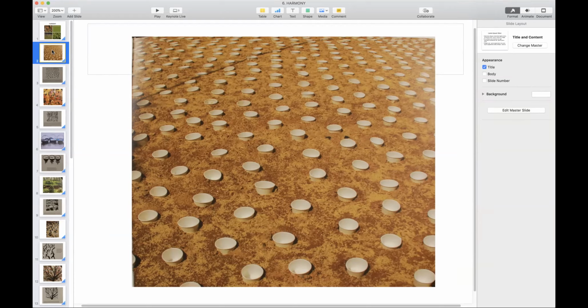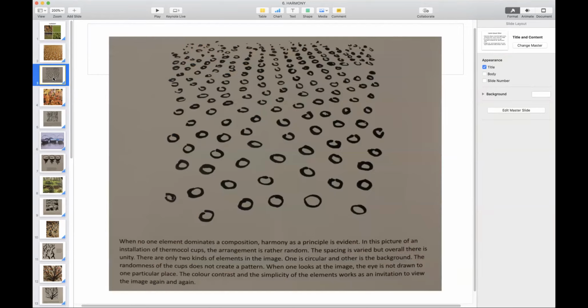Harmony in the sense that they are exactly the same object repeated again and again. So the text is, when no one element dominates in a composition, there is nothing you can say that this cup is more important than any other cup. All cups are the same. Maybe the cups in the front are very clear, second row, third row, all the cups are clear.